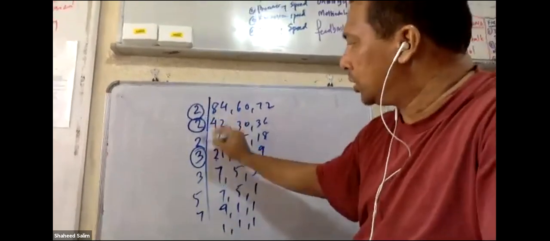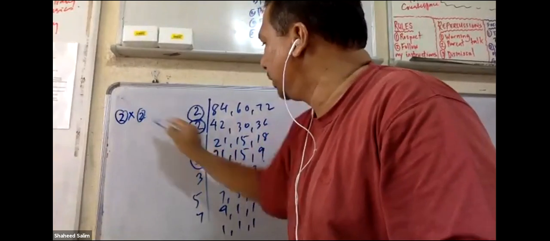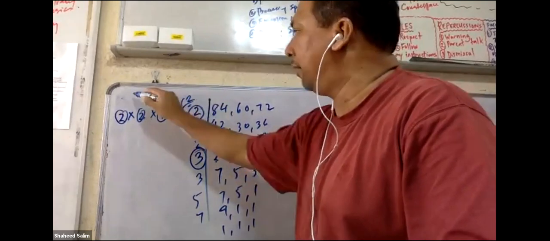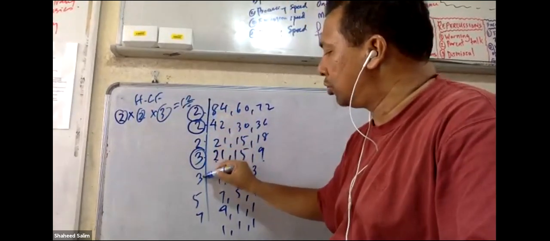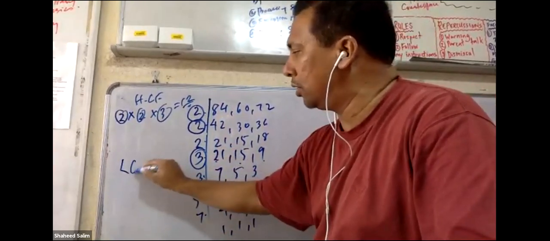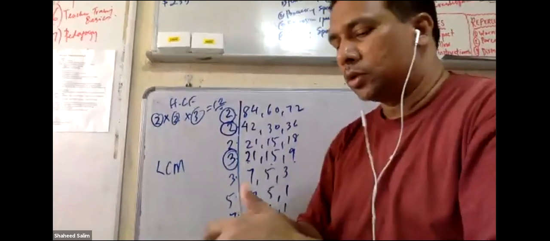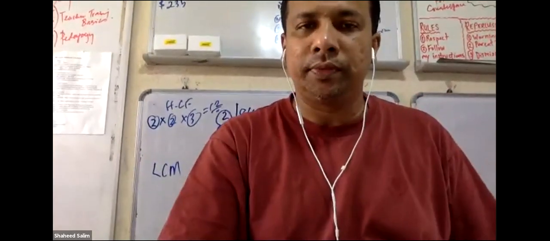So all those that we circle, you times them together: 2 times 2 times 3, you get 12. This is the HCF, right? But 2 times 2 times 2 times 3 times 3 times 5 times 7 gives you the LCM. You're clear on that, right? So down here you got that. All right, what's your next answer, for B?